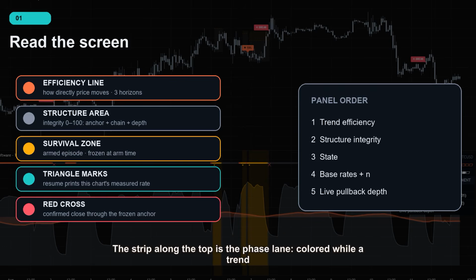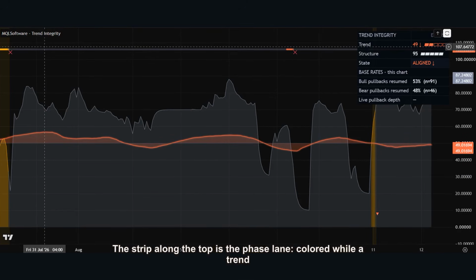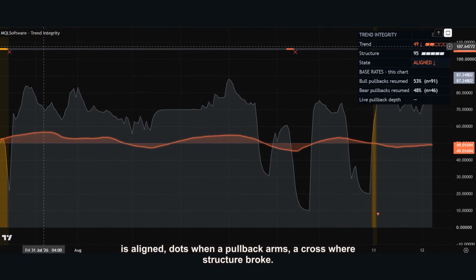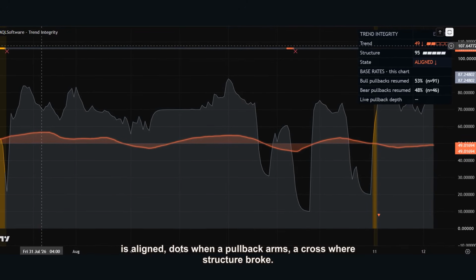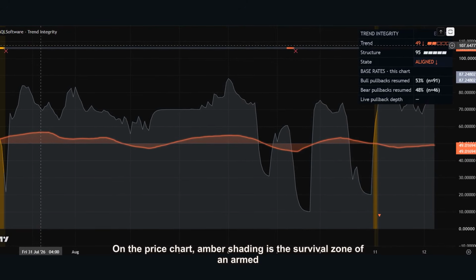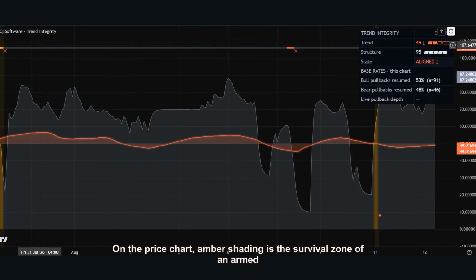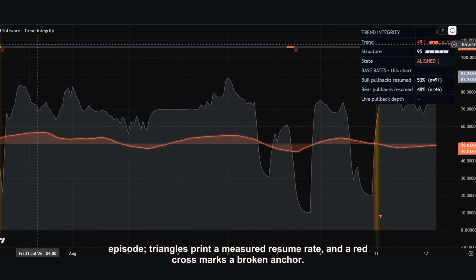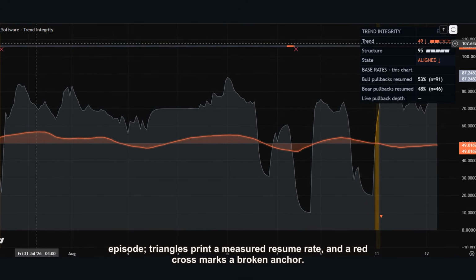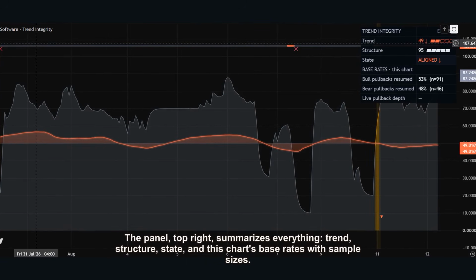The strip along the top is the phase lane, colored while a trend is aligned, dots when a pullback arms, and a mark where structure broke. On the price chart, amber shading is the survival zone of an armed episode. Triangles print a measured resume rate, and a red cross marks a broken anchor. The panel, top right, summarizes everything: trend, structure, state, and this chart's base rates with sample sizes.